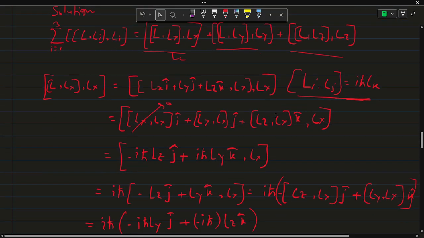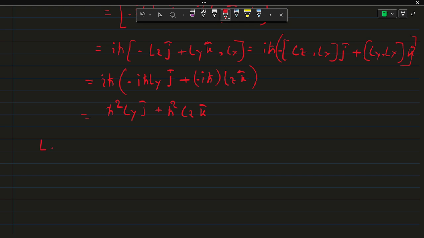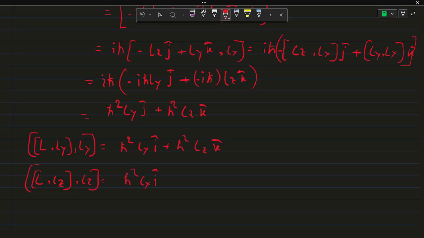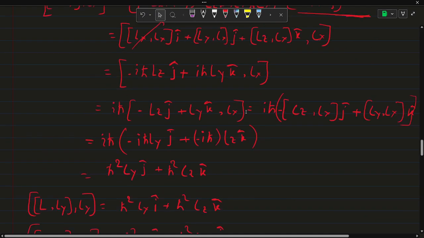And similarly, second term Ly will give h cut square Lx i cap plus h cut square Lz k cap. And third term Lz will give h cut square Lx i cap plus h cut square Ly j cap. Adding all these three terms will finally give, taking h cut square common, twice Lx i cap plus twice Ly j cap plus twice Lz k cap. This will be twice h cut square L.